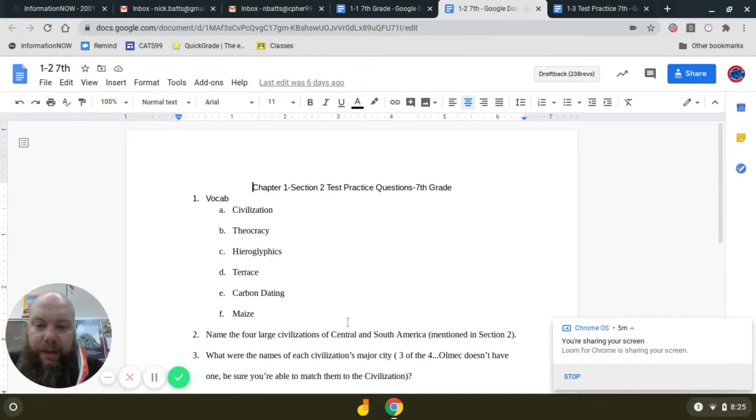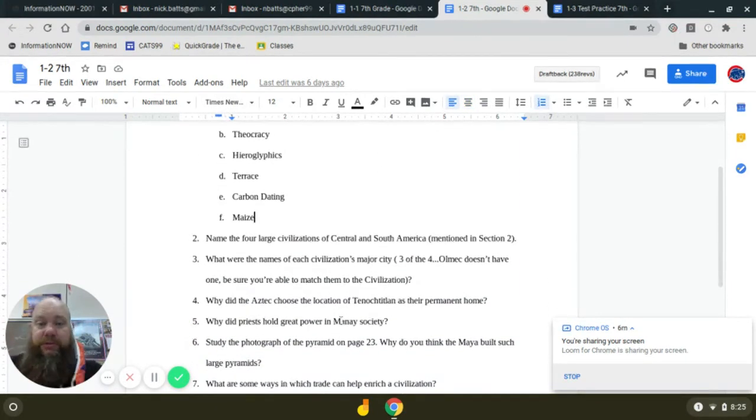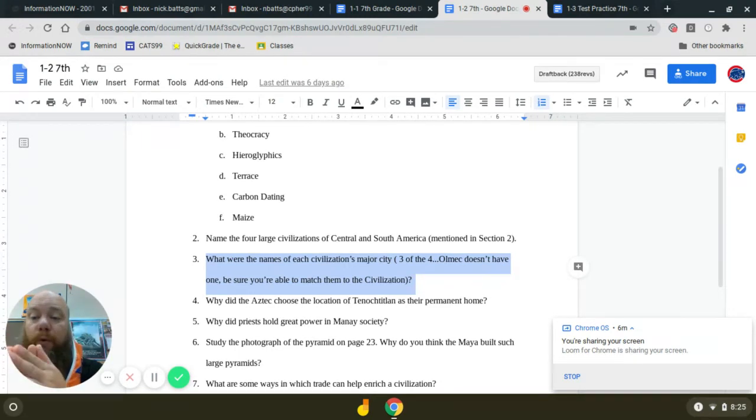Okay. 4 large civilizations, those are pretty much what the entire section 2 is about: Aztec, Olmec, Inca, Maya. The one thing I will say is on number 3, you have to match them. So you'll have 3 different blanks, and when you put Aztec in one, you have to put the name of the Aztec city, Tenochtitlan. For Maya, you have to put Tikal, and for the Inca, you have to put Cuzco. And so those are the 3 cities. If you don't have those right, those are the answers to those.